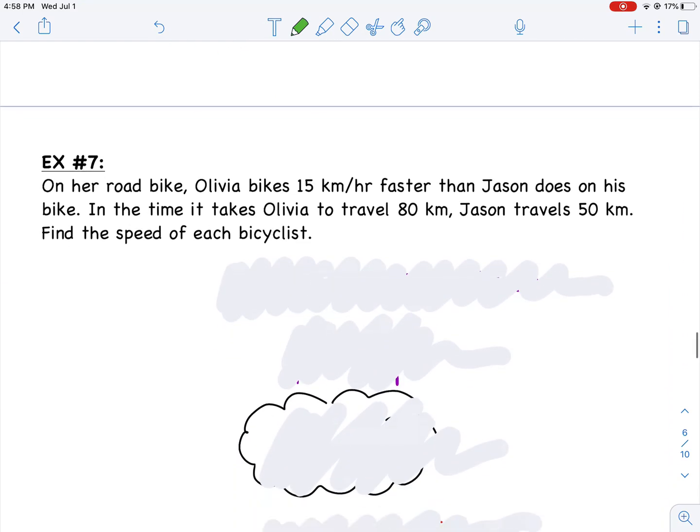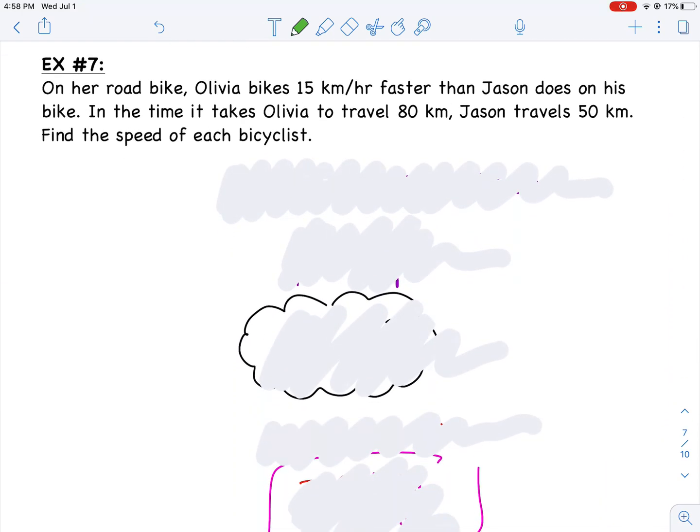Let me show you. Example number 7 says, on her road bike, Olivia bikes 15 kilometers per hour faster than Jason does on his bike. In the time it takes Olivia to travel 80 kilometers, Jason travels 50 kilometers. Find the speed of each bicyclist. Are you okay if I call Jason's J and Olivia's O to define our variables?